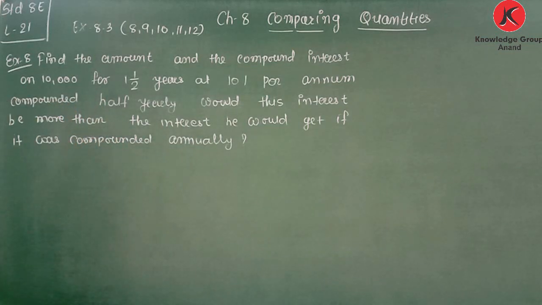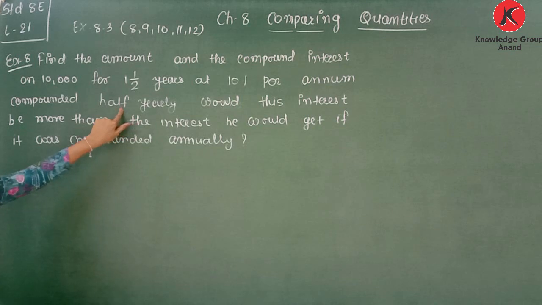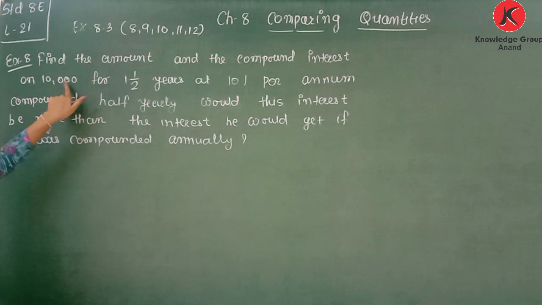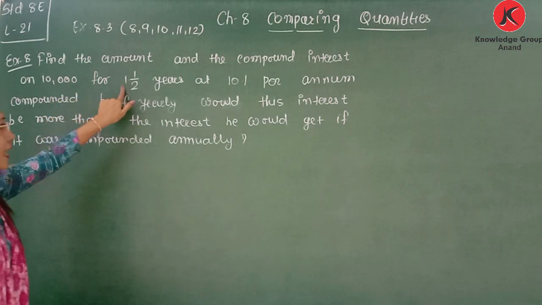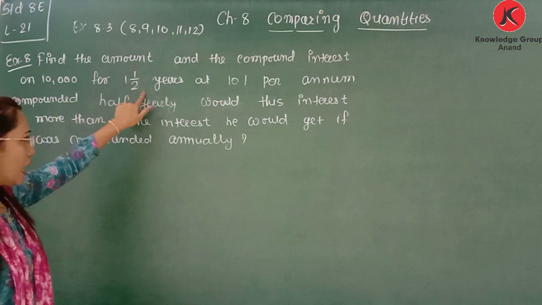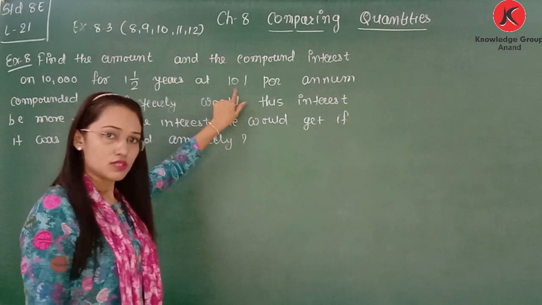Question number 8 is: find the amount and compound interest on 10,000 for 1.5 years at 10% per annum compounded half yearly. So what is the first statement? It is compounded half yearly. Principal value is 10,000, time period N is 1.5 years and rate of interest is 10%.